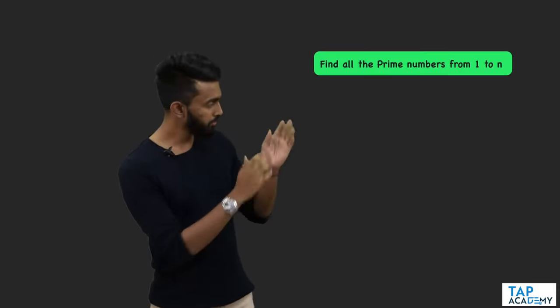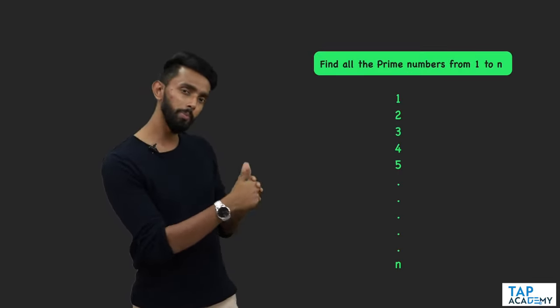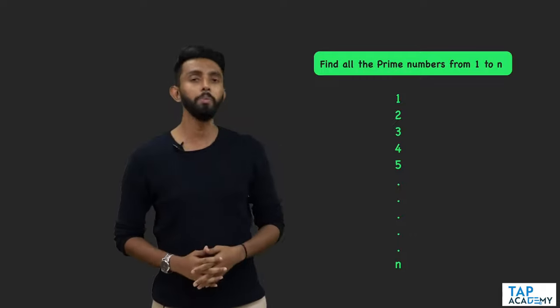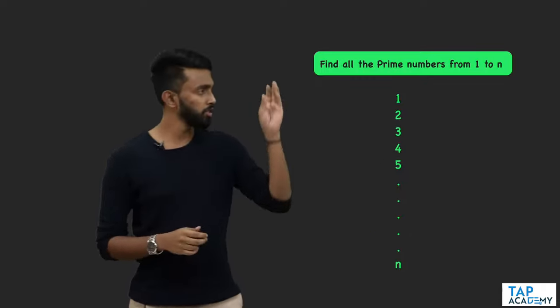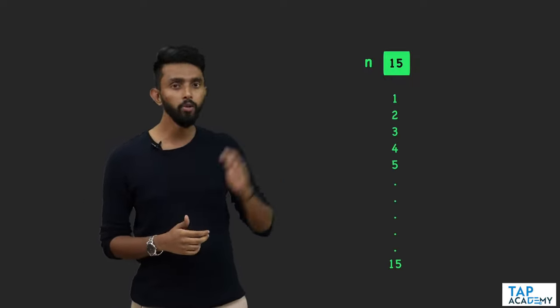My friends, now I'm going to be solving a very commonly asked program, which is to find all the prime numbers from 1 to n. So basically in a range, you have to find all the prime numbers. The easiest way to do this is like this. Let us assume n given to you is 15. Now basically the range is from 1 to 15.